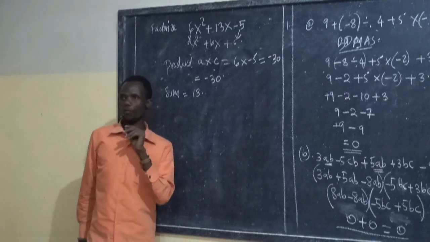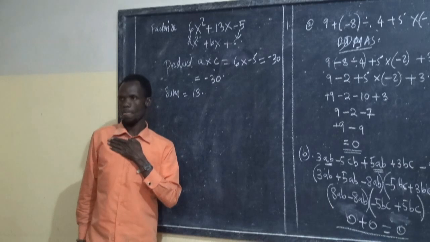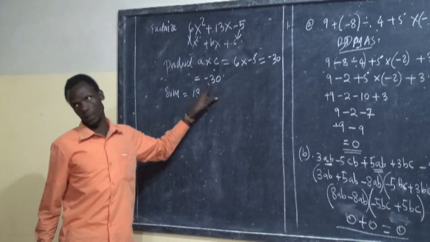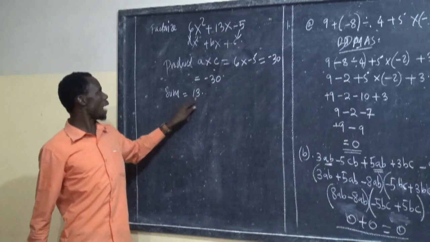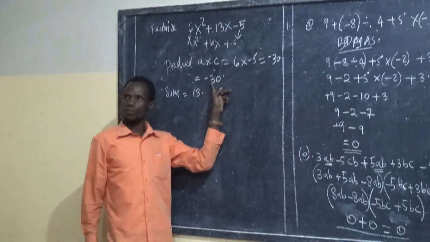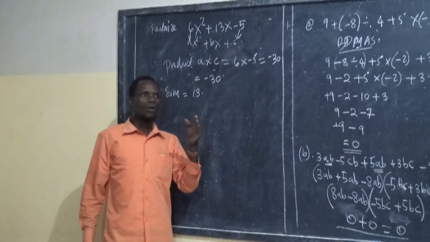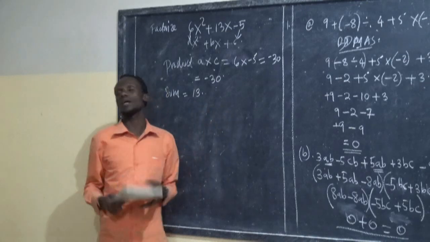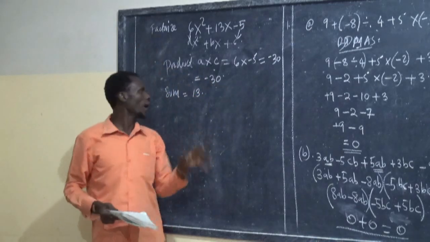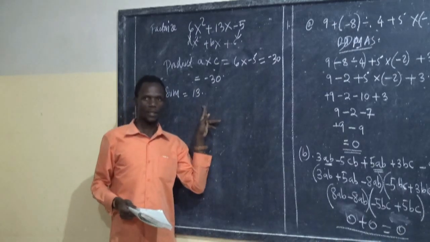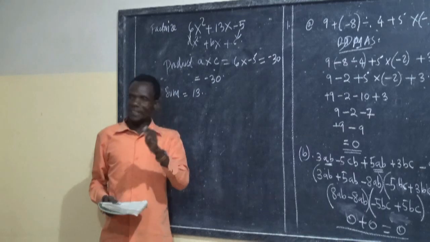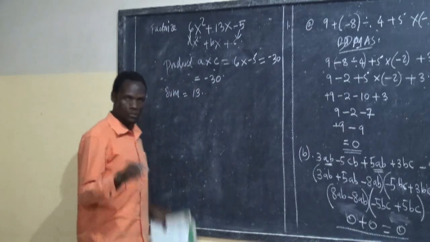Now listen to me very carefully when factorizing. We have a product of negative 30, but the sum should be 13. You think of the factors of 30 that will give 13 after you sum them together. In other words, which number times which number gives 30? We have so many of them.